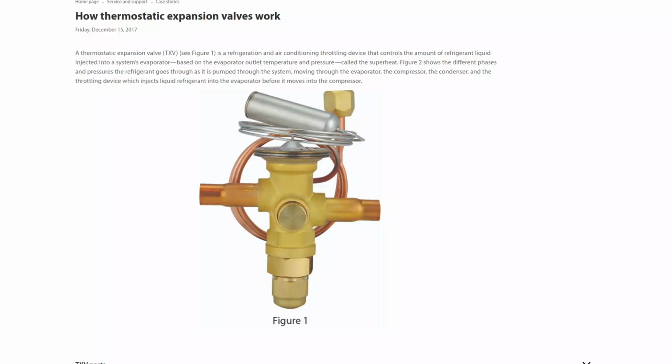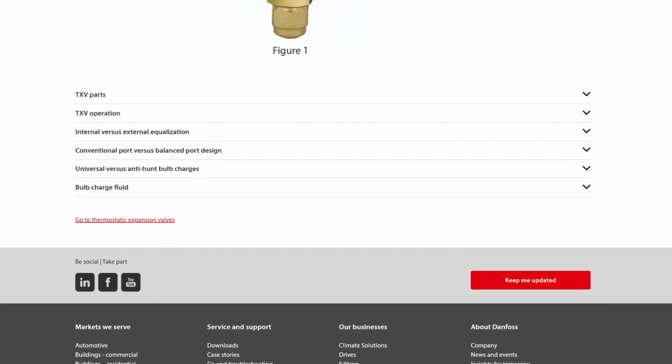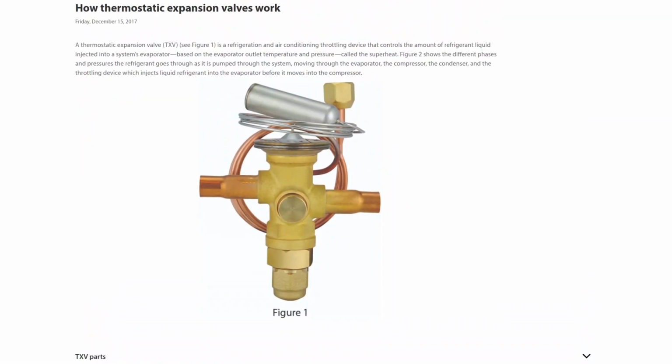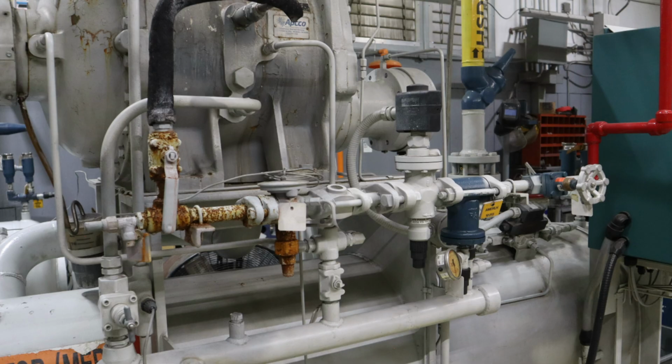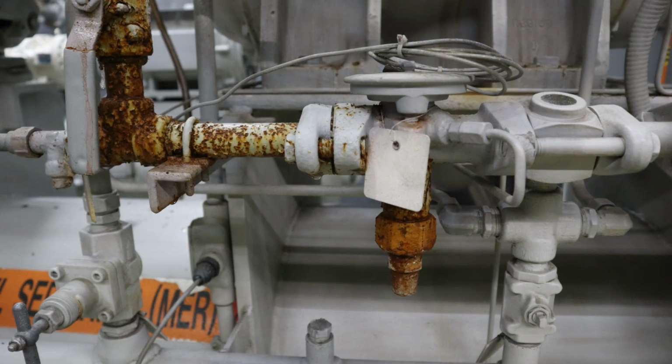Remember, superheat is the difference between the refrigerant's temperature and its saturation temperature. The key components of a TXV are the sensing bulb, diaphragm, and spring mechanism. As the refrigerant leaves the evaporator, the sensing bulb detects superheat. The sensing bulb contains a small amount of refrigerant which increases in temperature and pressure as superheat increases.